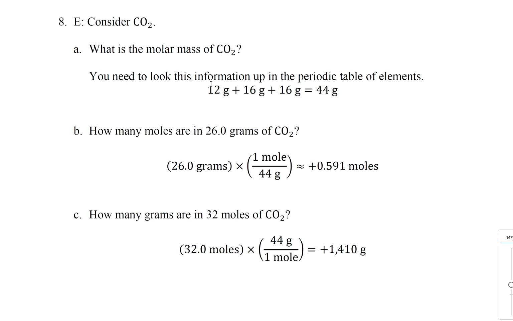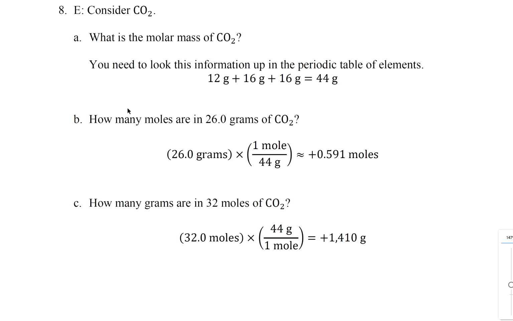Number 8, consider CO2. What is the molar mass of CO2? So you need to look this information up in the periodic table of elements. If you don't really understand how I got 44 grams, then just ask your chemistry teacher. Because carbon is 12 grams, oxygen is 16 grams. How many moles are in 26 grams of CO2? So we want moles in the end. And we were given 26 grams in the problem. And we know 1 mole is 44 grams. So the mole needs to be in the numerator, grams needs to be in the denominator.